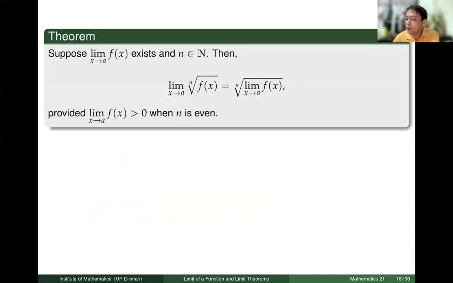Now let's consider radicals. So square root, cube root, nth roots. Suppose that the limit of f exists and n is a natural number. Then the limit of the nth root of f of x as x approaches a is equal to the nth root of the limit of f of x as x approaches a. So the limit of a radical is the radical of a limit, provided that when n is even, so square root, fourth root, the radicand, so what's inside is called the radicand.